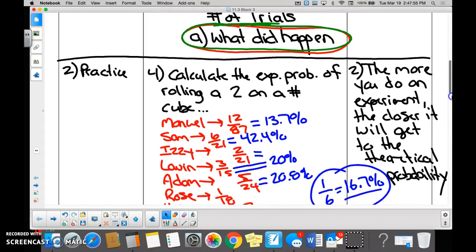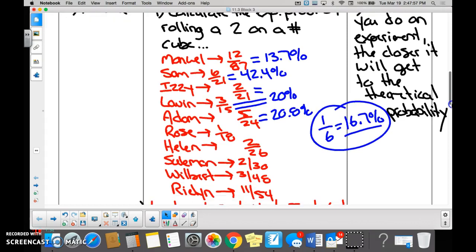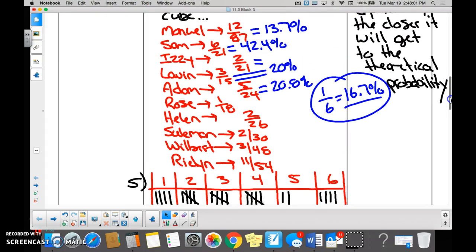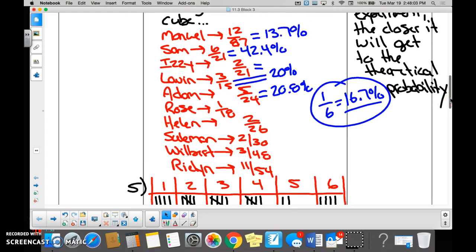So we asked you to calculate the experimental probability of rolling a 2 on a number cube, and here's all the data from our class. You guys don't have this in our notes. Manuel's group rolled the number cube 87 times, and they got a 2 12 times, right? Yeah. And we turned that into a percentage, and we found that's 13.7% of the time. And so on and so forth.